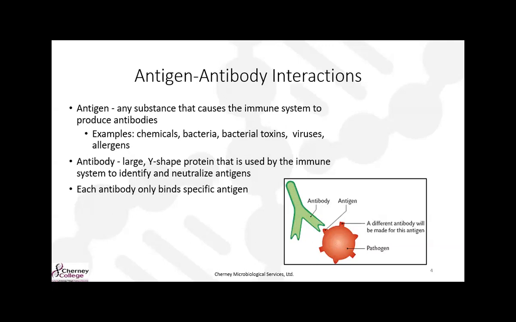So you see in the picture there, depicted in green, is the Y-shaped antibody that will attach to that red antigen, which is also sometimes referred to as a pathogen. Each antibody only binds to a specific antigen. You'll also notice in that picture that on the antigen, there are different cell receptors, one shaped more like a triangle and one shaped more like a square. That antibody is specific to linking up with that portion of that antigen or pathogen.